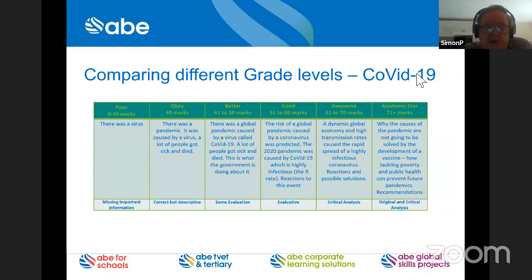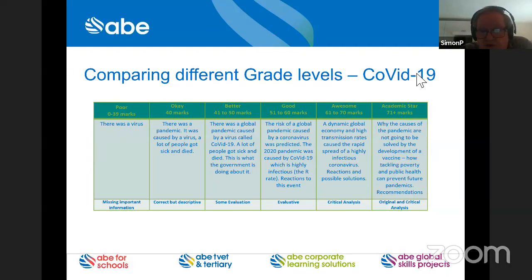Getting to the higher end of the marks now, so we're out of a higher pass and into a merit. We perhaps talk about things contextually. So here, the risk of a global pandemic caused by a coronavirus was predicted. It's not as though coronavirus of itself is something that hasn't erupted before globally. Those with longer memories may remember the SARS outbreak in 2001, for example. It's all part of the same cluster of virus families. So the risk was predicted. It's not something that just comes out of nowhere.